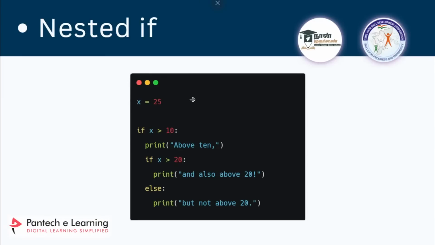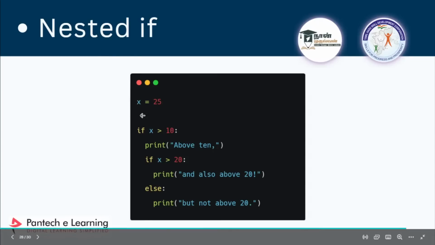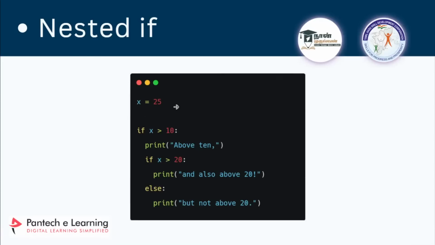So next topic will be nested if statement. So what is a nested if? Nested if is something like a conditional statement inside a conditional statement. For example, I'm having x equal to 25. And I'm checking at first if x is greater than 10. If x is greater than 10, it is going to give me an output, print, it is about 10.